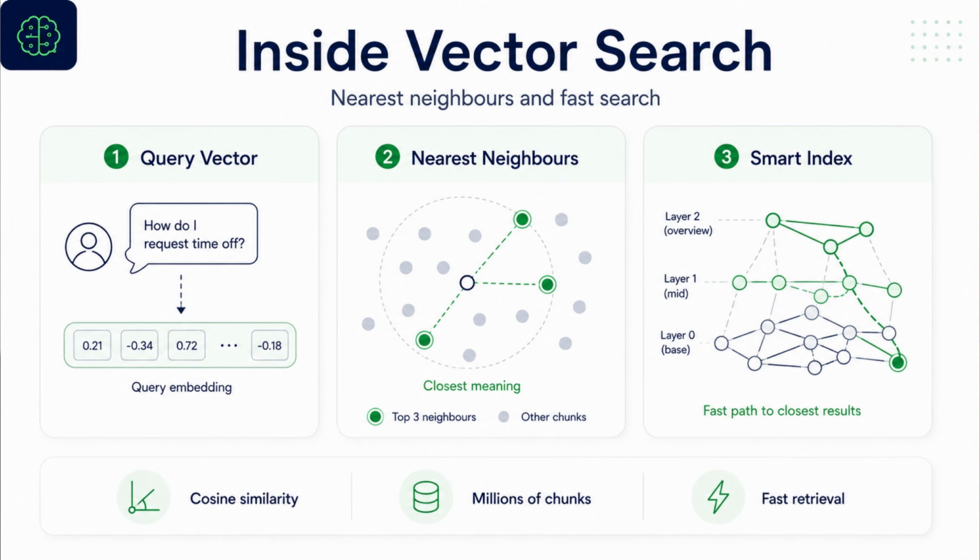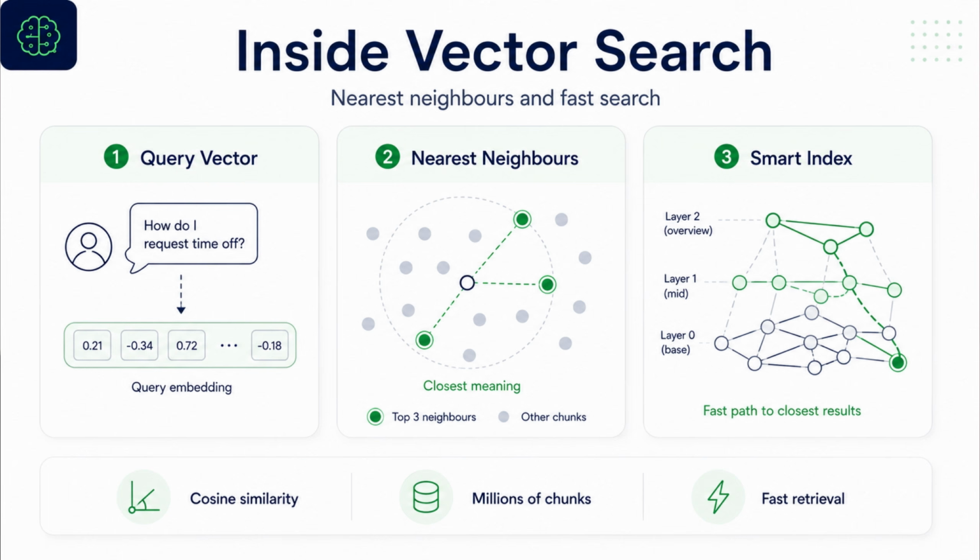So the language model then uses that retrieved information to generate a clear response. Now, in real life, users ask questions naturally. They may use different words, short sentences, or incomplete details. And vector search helps connect these questions with the right knowledge.